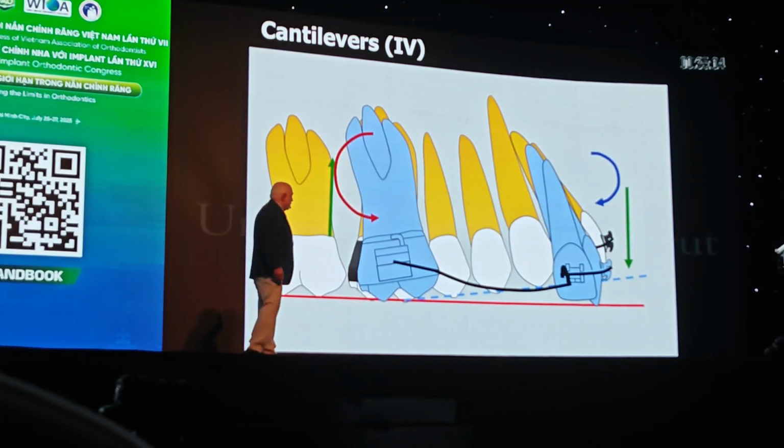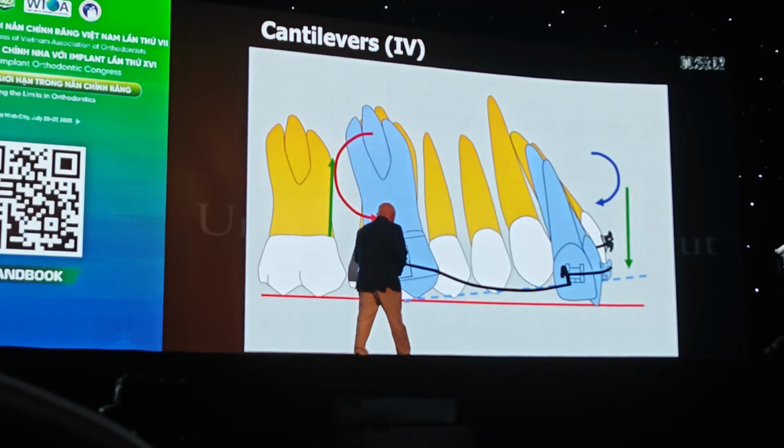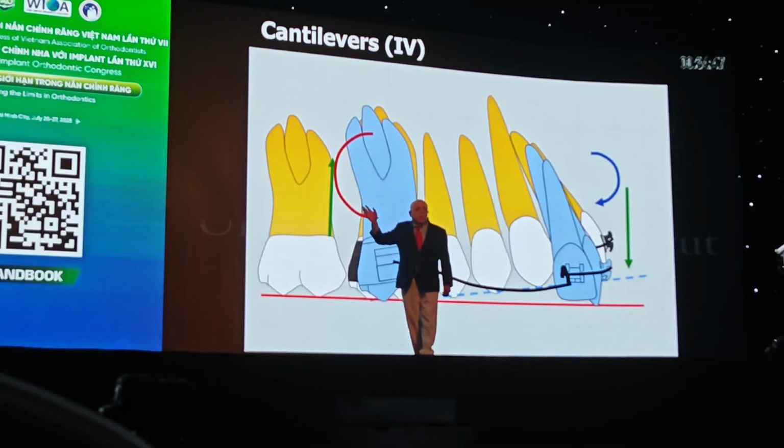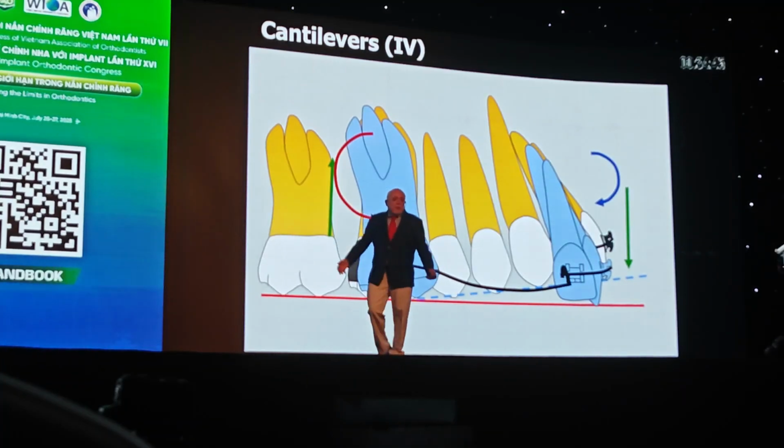So what do we do these days? What I would like for you to do is place a TAD somewhere there, put in a wire, a passive wire going into the tube. That is your indirect anchorage. Now you can do anything in the anterior region you want. There's no side effect in the posterior. This is where orthodontics should be done.